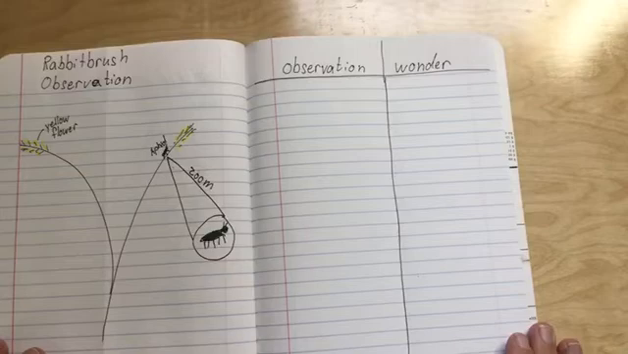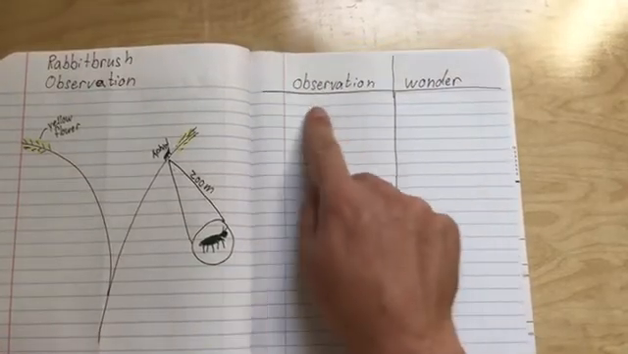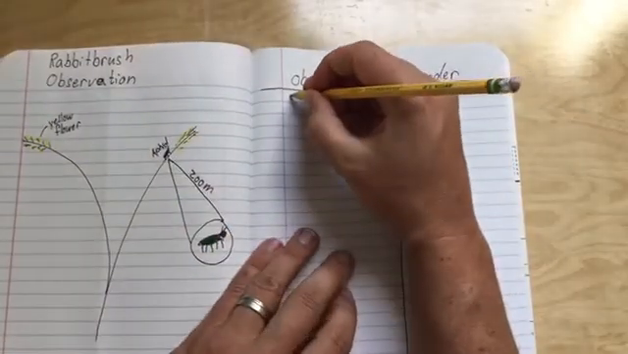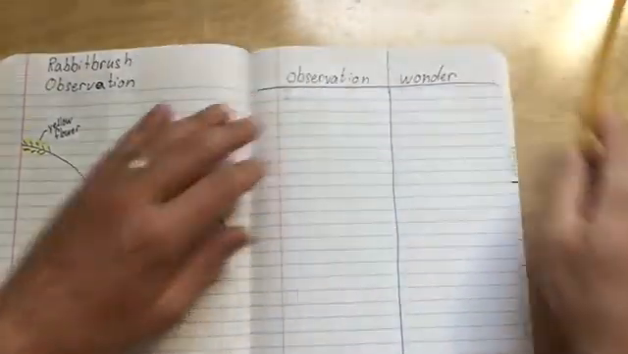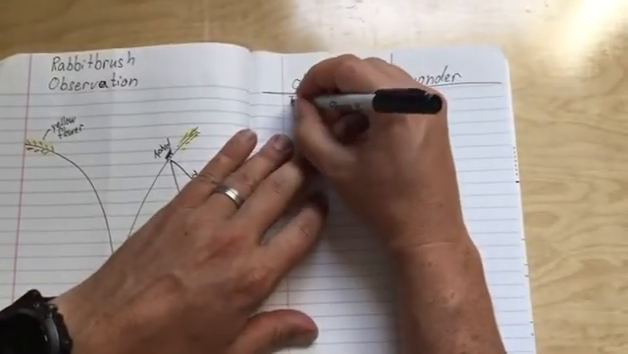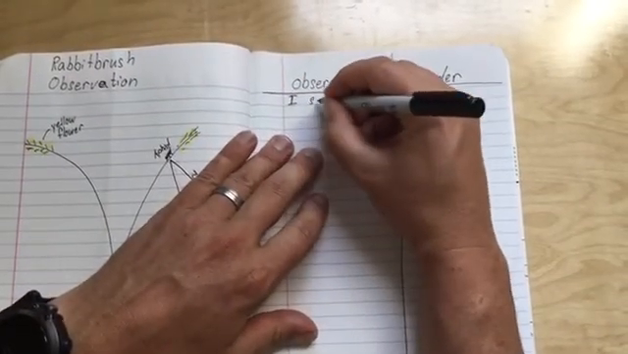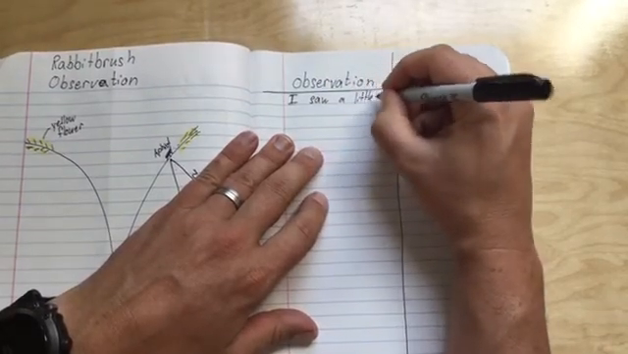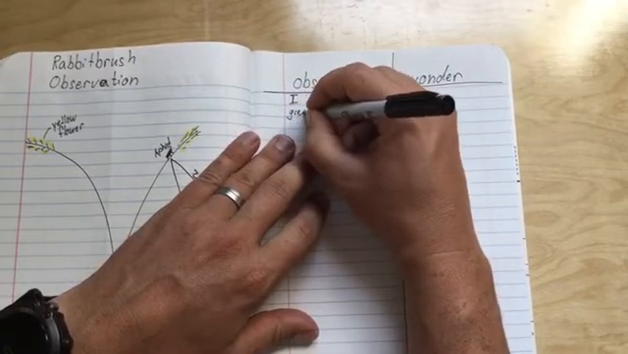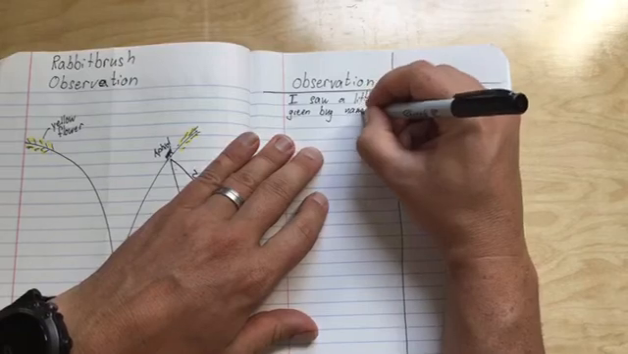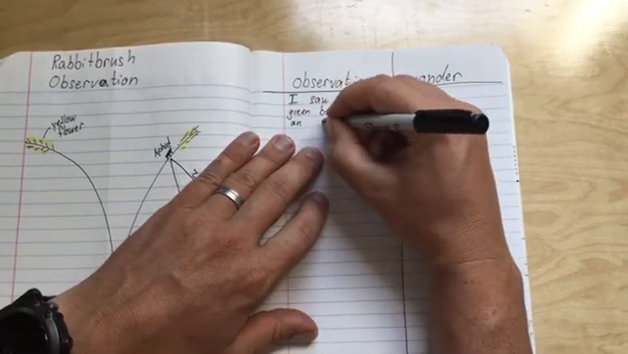Now for my observation, what can I write here? This is for writing notes. Well, what did I see? Whoops, I'm not going to use pencil. I'm using pen so that it shows up a little darker and you can see it. I saw a little green bug named an aphid.